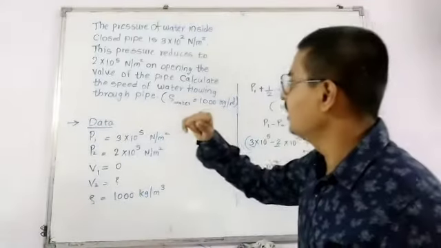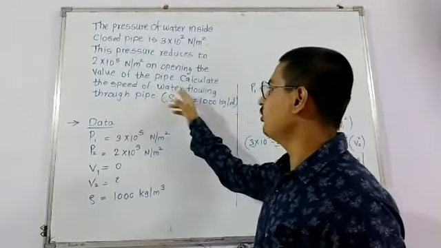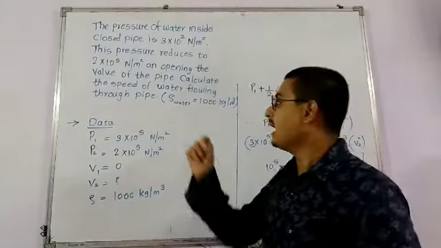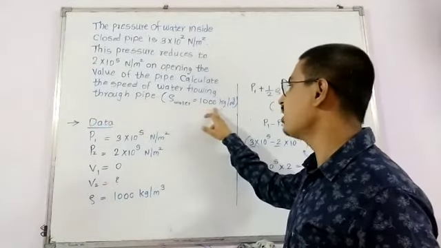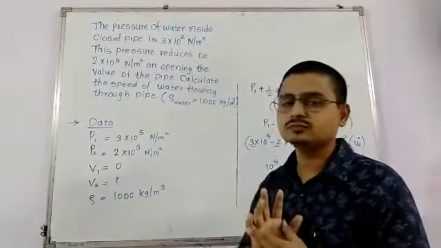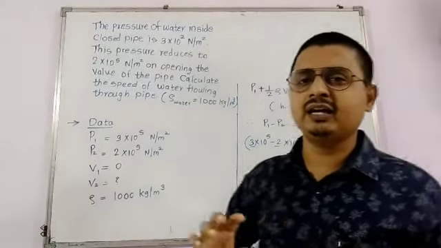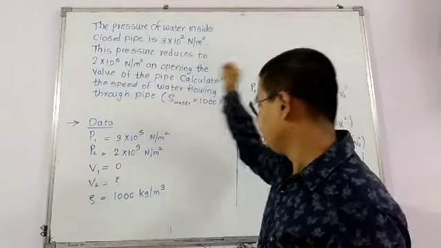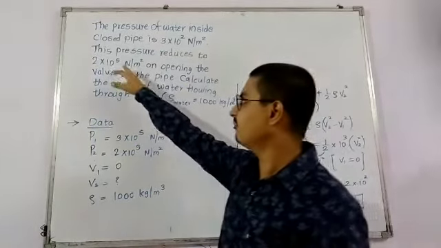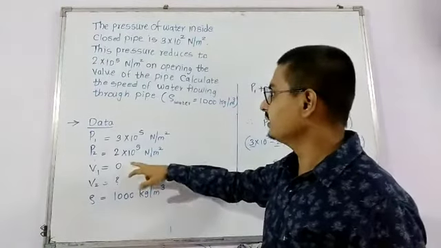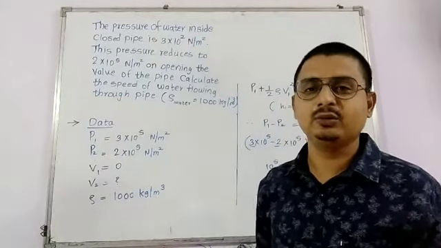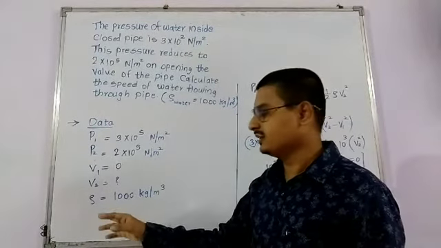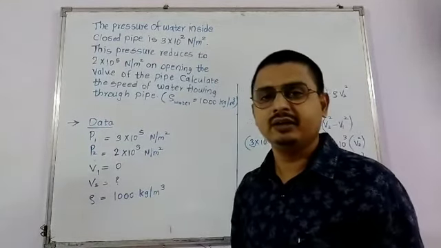They are asking to calculate the speed of water flowing through the pipe. यहाँ पे जो fluid इस्तेमाल किया है that is water और उसका density भी दिया हुआ है that is 1000 kg per meter cube. So according to the given data, P1 is 3 into 10 power 5, P2 is 2 into 10 power 5, V1 that is initial velocity is 0, V2 is to be found, and the density is 1000 kg per meter cube.